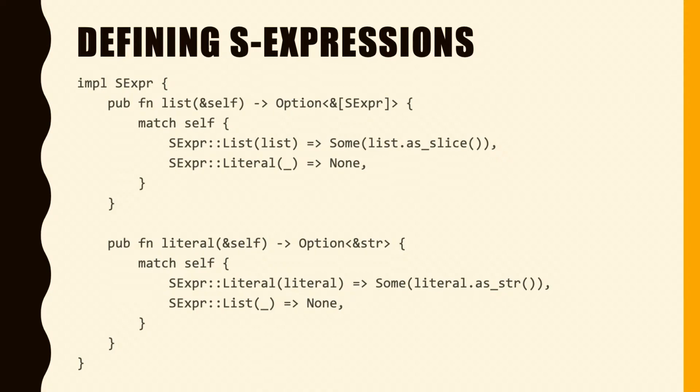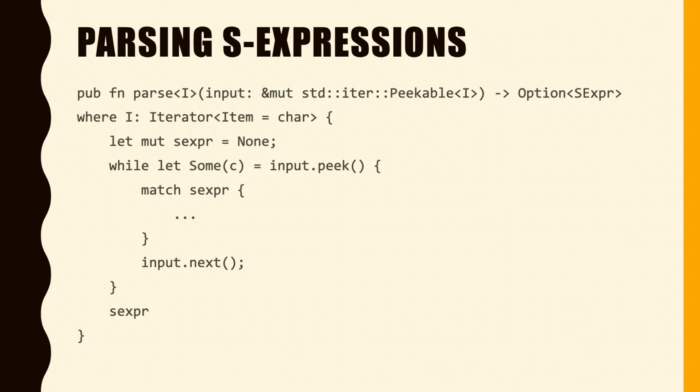Our parser takes an iterator as a parameter, in this case a special version of an iterator that allows us to peek one character ahead. It inspects all characters, matching them as it goes. The peek and next methods both return an Option of a value. As long as it returns Some, there is more data to be read.